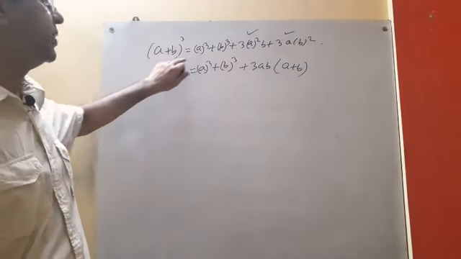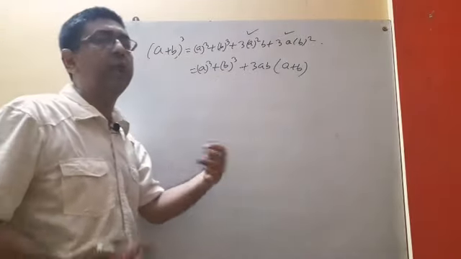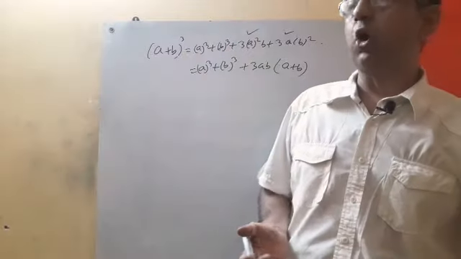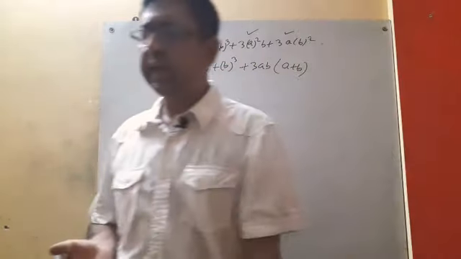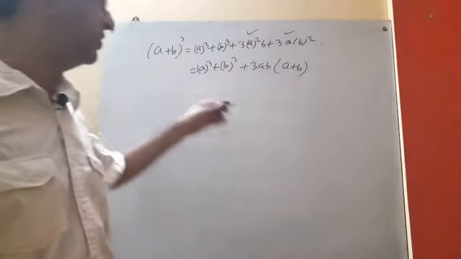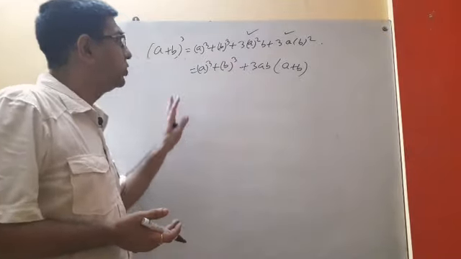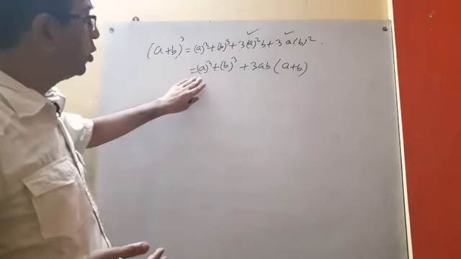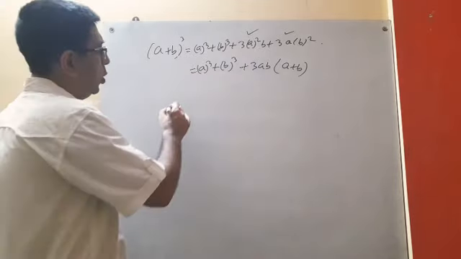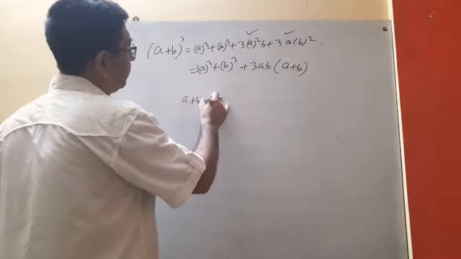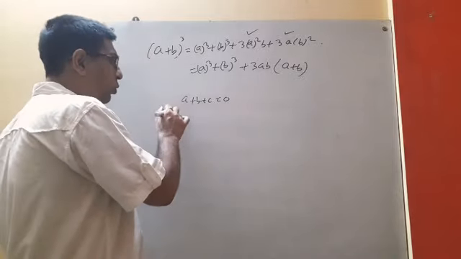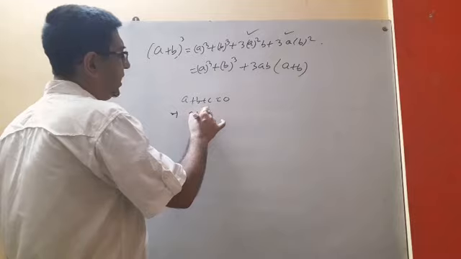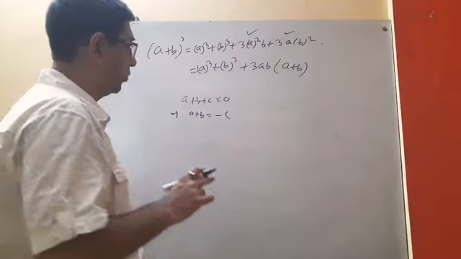Suppose a plus b is given, ab is given, you have to find a cube plus b cube, or a plus b whole cube is given, ab is given, you have to find some other things. So in this way you just put the formula. Look, suppose a plus b plus c equal to 0. If you go from this you can get a formula. Look, a plus b equal to minus c. This is a very helpful formula.